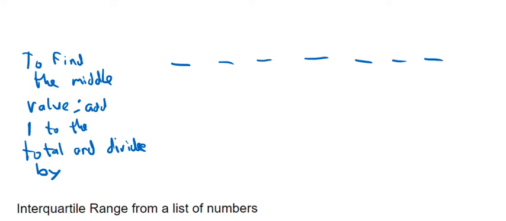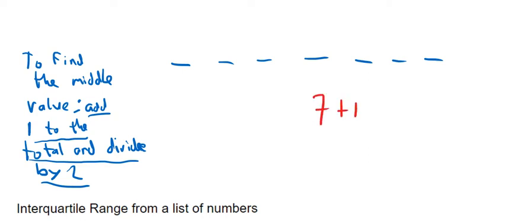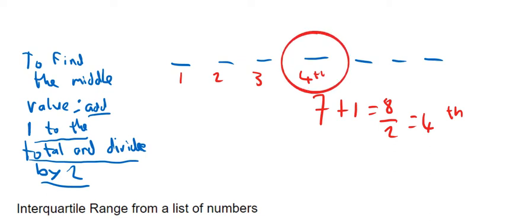But this is just a quick way if you read this here. So add 1 to the total and divide by 2, I should say. So because there's 7 values there, 1, 2, 3, 4, 5, 6, 7, if I do 7 plus 1, that's 8. And then if I divide it by 2, that's 4. So the fourth value would be the middle one, like we just saw.